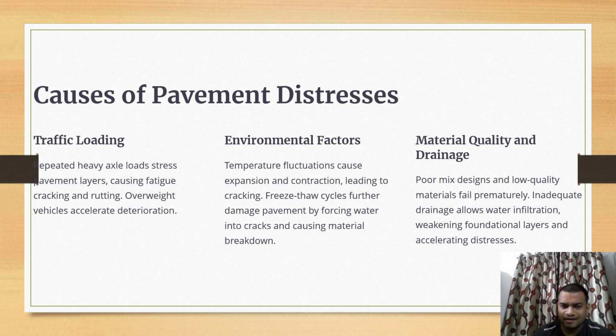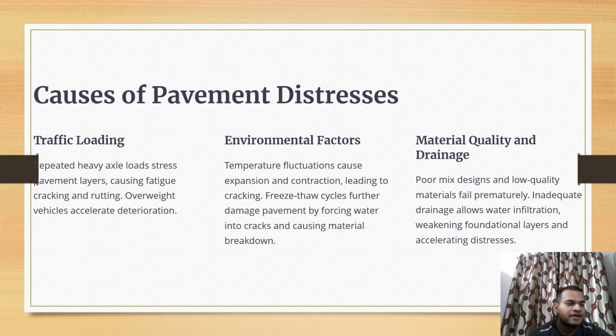What does it cause? Fatigue cracking, like alligator cracking, and rutting, long dents in the vehicle paths. It is much worse when vehicles are overloaded. That is a very tough time for the road to deal with. For example, if you keep pressing on a sponge with a heavy book, it will eventually lose its shape and break. That's what heavy traffic does to the road.